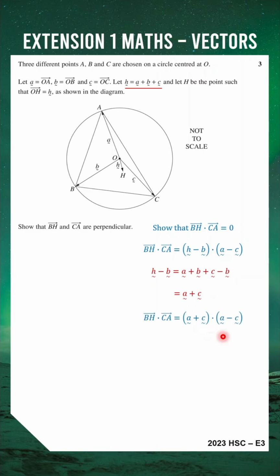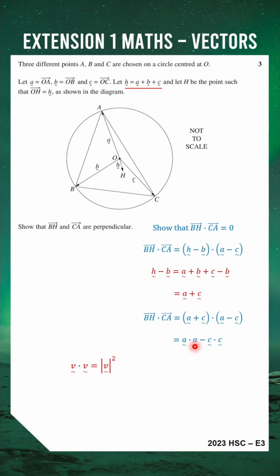And now we kind of have a dot product difference of two squares going on. We can expand this out by just doing A dot A minus C dot C, which looks like this. Okay, up next we're going to use a very common result for vector proof questions. It looks like this. The dot product of a vector with itself is equal to the magnitude of the vector squared. Okay, this comes up quite a lot in the HSC and I really recommend you know it.